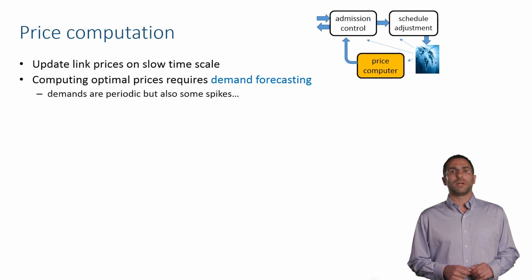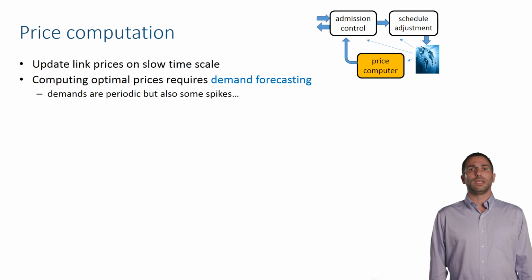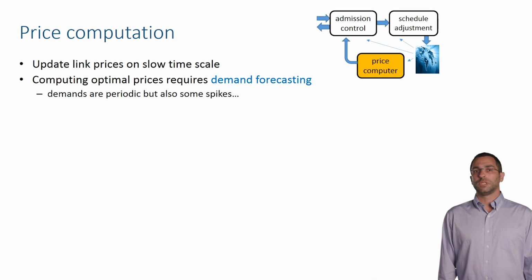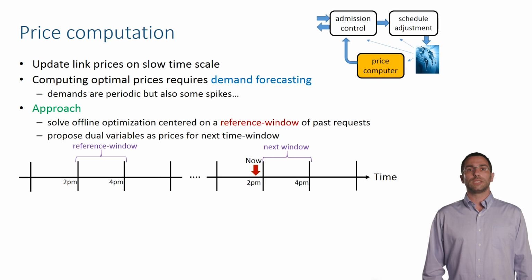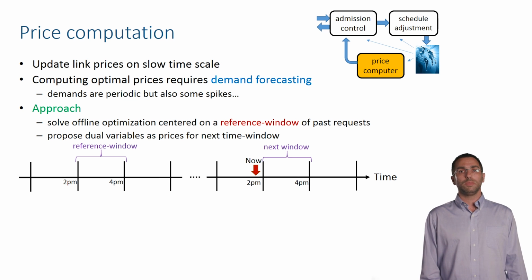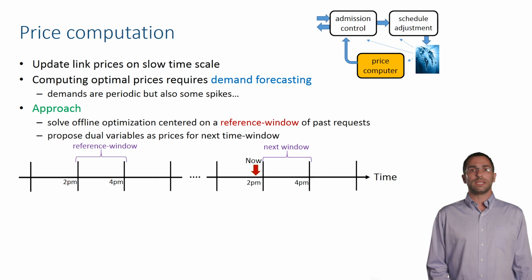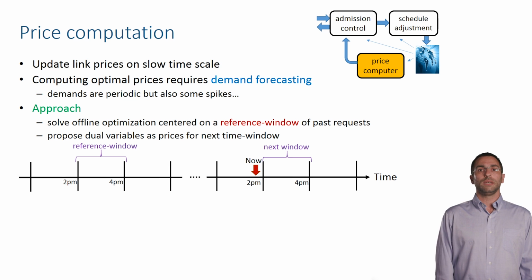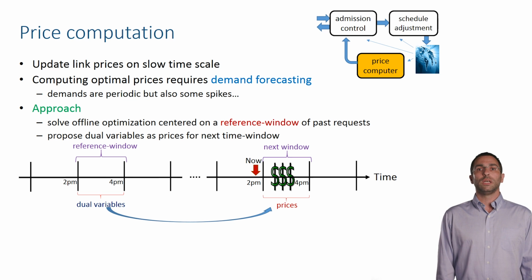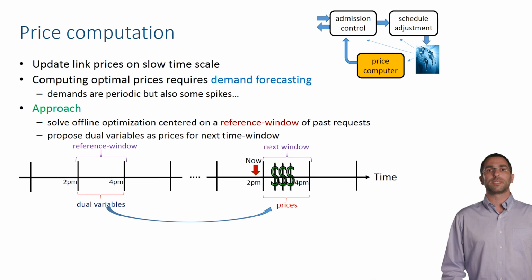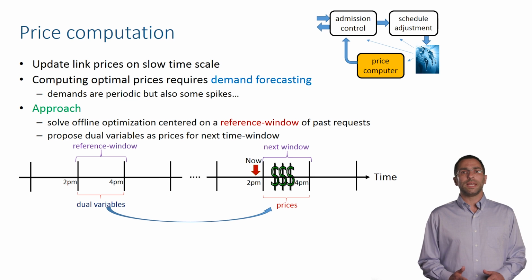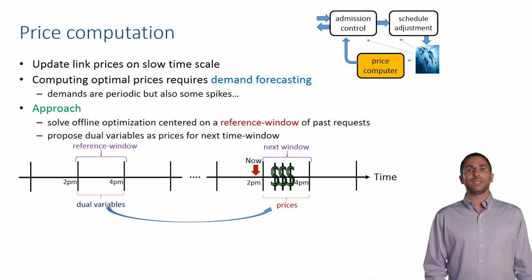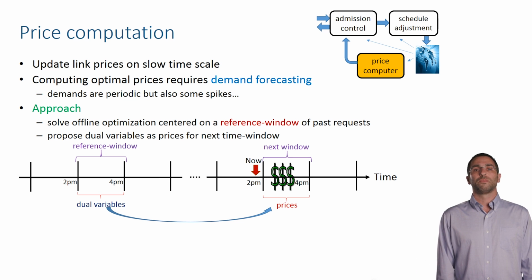As mentioned before, the price computation is done at a slow timescale, say once every few hours. How does Pretium recompute prices? In a nutshell, we take past requests and solve an offline welfare maximization problem, again, using the price they paid as a proxy for value. The resulting optimization problem is an NLP, and the solution to the dual formulation actually gives us the prices per link per time step. Because the demand has a fairly periodic daily pattern, we use as reference window the corresponding time period of the previous day.